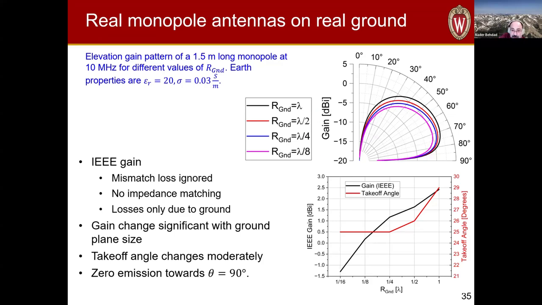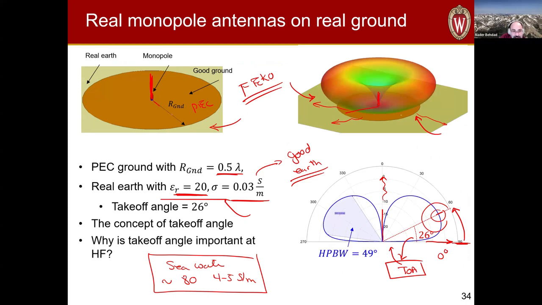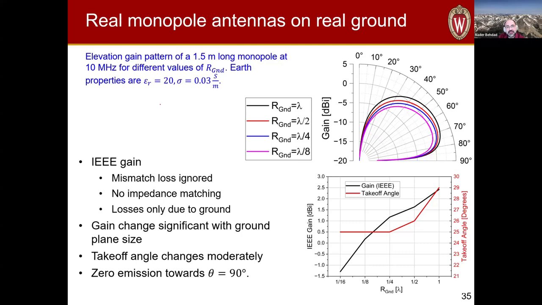In this case, the size of the ground plane, I mean, this perfect electric conductor ground plane that we have here, we are going to change its radius and see what happens. So if we start from lambda over 8 and then go to lambda, notice what happens here. Our takeoff angles for this antenna, as a function of the radius of the ground plane, change a little bit, maybe going from 25 degrees to around 30 degrees or so.